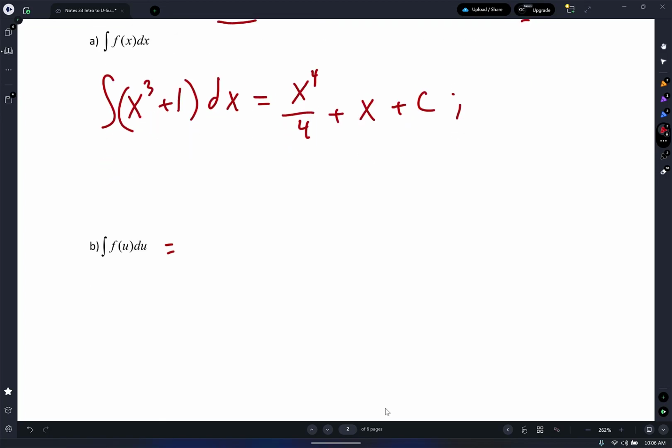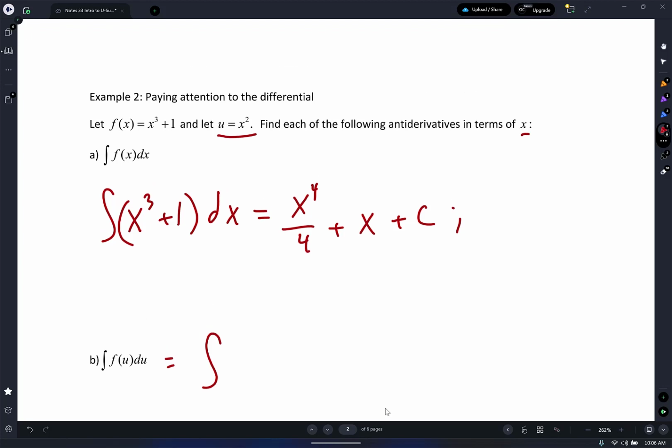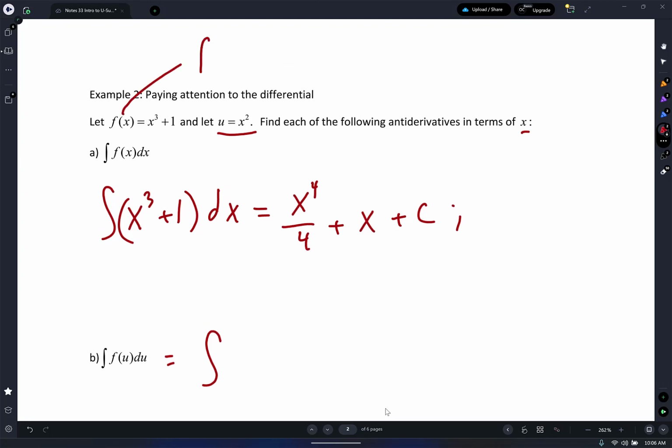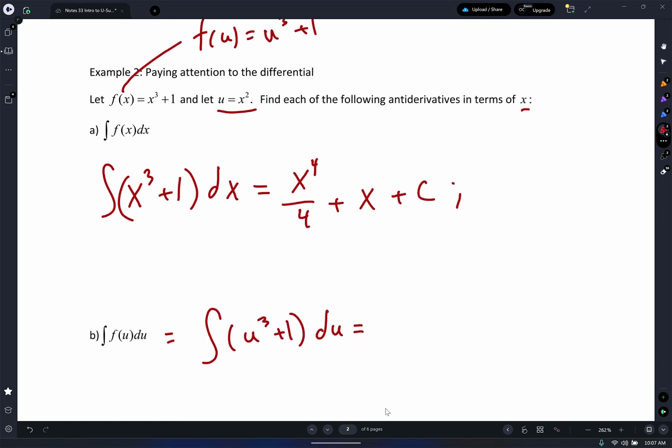So this one, I'm going to rewrite it as an integral. It says f of u, so f of u is just u cubed plus 1. So that's what I'm going to write: u cubed plus 1 with a du on the outside. I'm just not substituting yet because I'm going to take an antiderivative and then I'm going to use that.